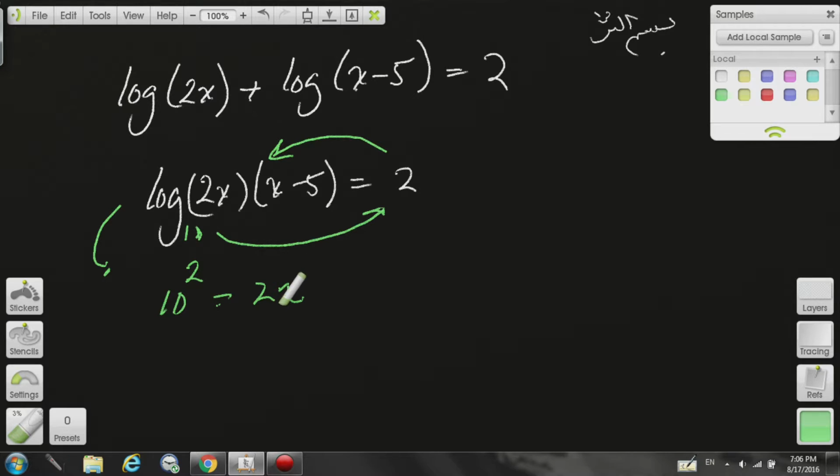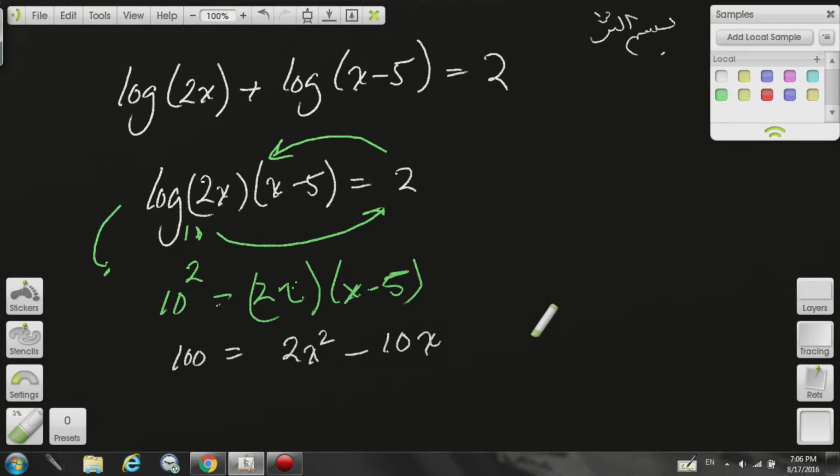2x times x minus 5. So it's 100 equals, let's distribute this, 2x squared minus 10x, right? Okay, I'm going to divide the whole thing by 2. That's going to be 50 equals x squared minus 5x.